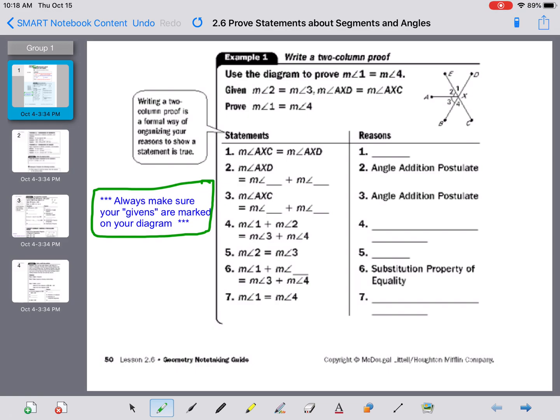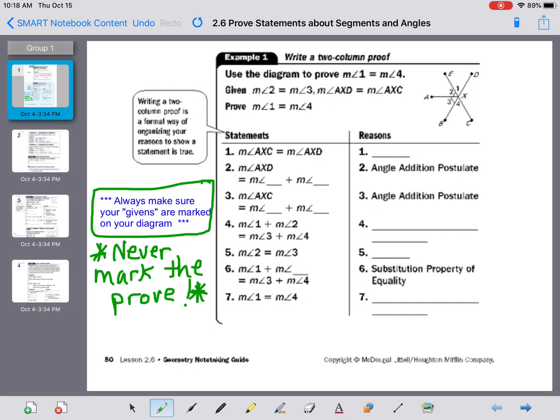Now, you mark your givens, and I'm going to also stress this one. Never mark the proof, okay? Because that's what we're trying to prove. So never mark the proof. And that's super, super important. Only mark the givens, don't mark the proof, okay? So that's what I want you to remember as we go through these.